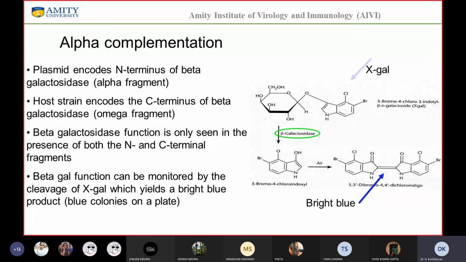So how does alpha complementation work, and what is the advantage? The plasmid encodes the N-terminal part of the beta-galactosidase, which we called the alpha fragment. The host bacterial cell encodes the C-terminal, which is called the omega fragment. The beta-galactosidase can function only when both the N-terminal and C-terminal fragments come together. Now this function can be monitored by the use of a chemical called X-gal, which is nothing but 5-bromo 4-chloro 3-indolyl beta-D-galactoside.